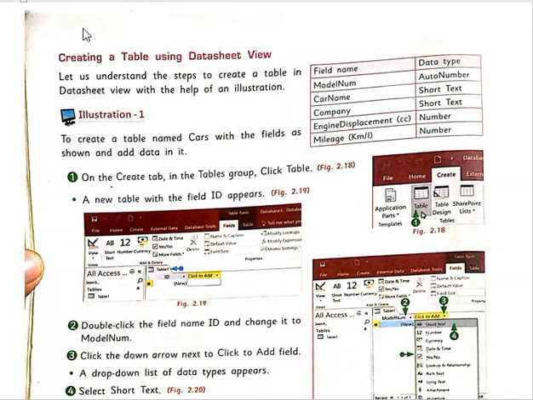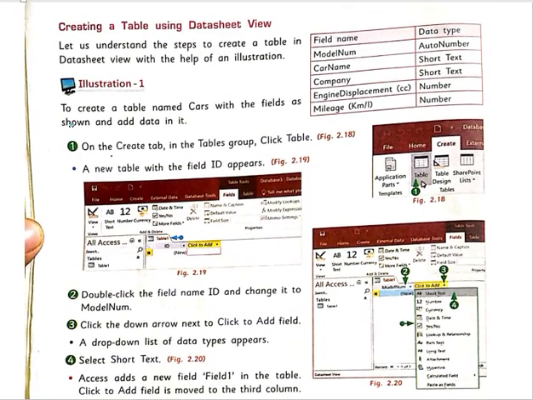So let us see the figures where we can use how to create a table using datasheet view. Let us understand these steps of creating a table in datasheet view with the help of an illustration. Illustration 1, the first illustration.